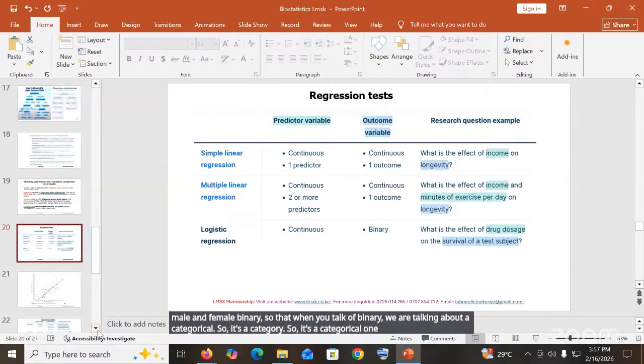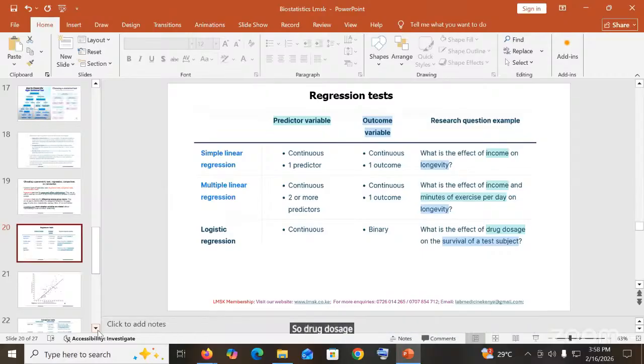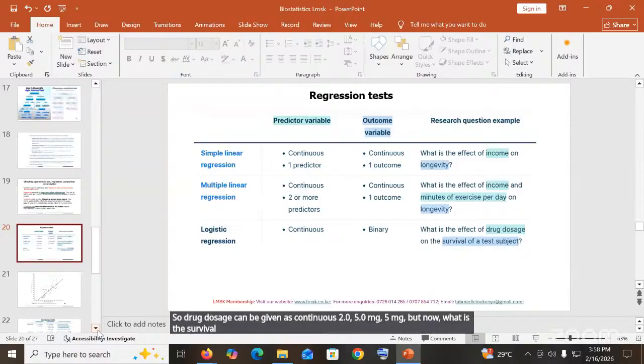For example, what is the effect of drug dosage on the survival of a test subject? Drug dosage can be given as continuous, 2.0 or 5.0 milligrams. But the survival of a test subject becomes: will you survive or not survive? So this brings in a continuous variable and a categorical variable, and here we have what we call logistic regression. We don't use simple linear regression here.